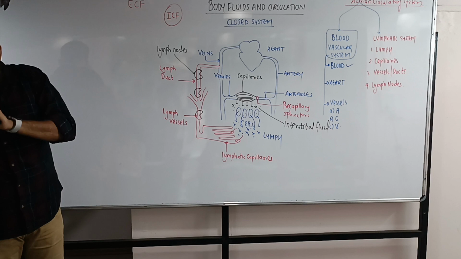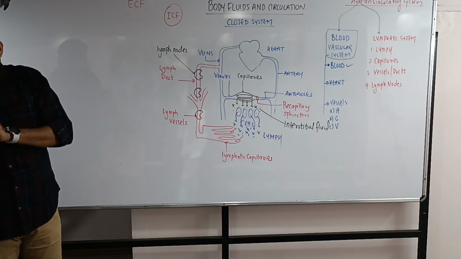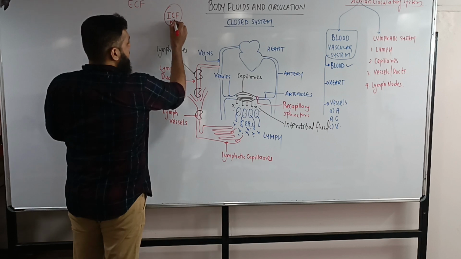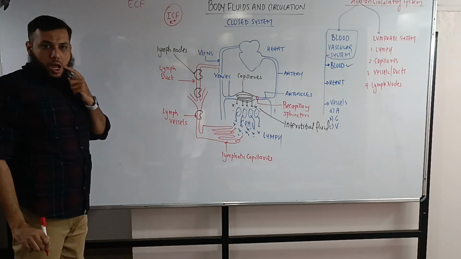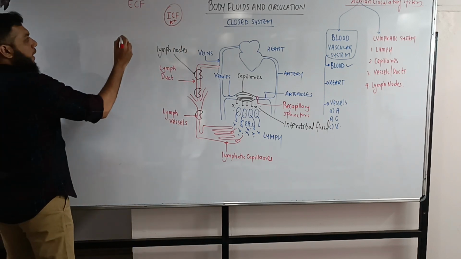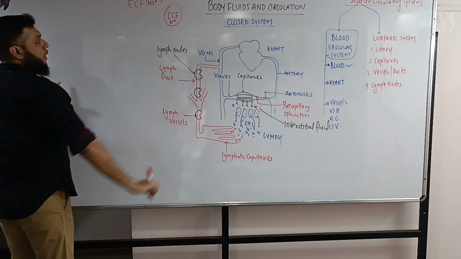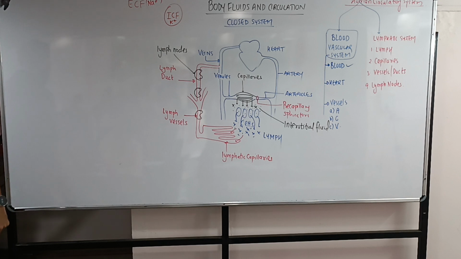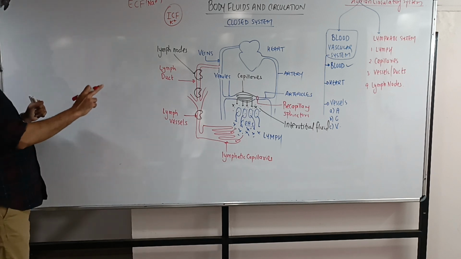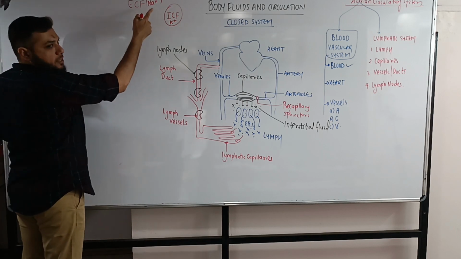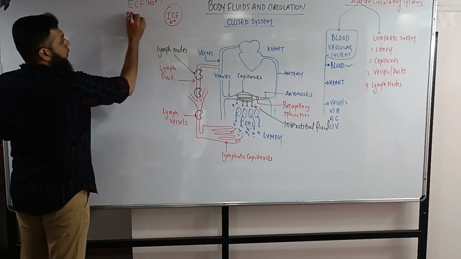The principal cation in the ICF is K plus. The principal cation in the ECF is Na plus. And in the ECF, the main ECF, I'm talking about Na plus, which has more? Is the blood.